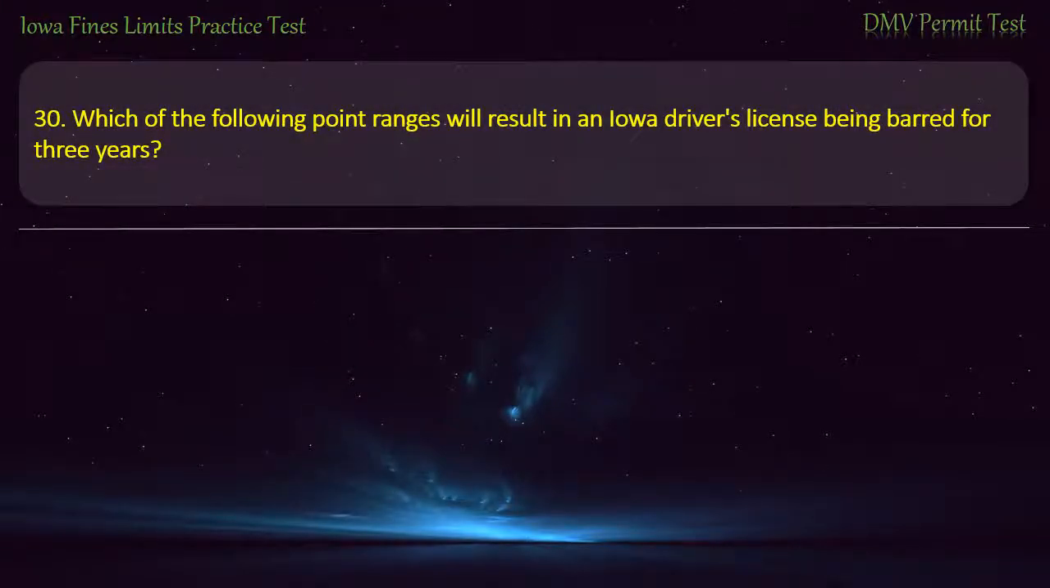Question 30. Which of the following point ranges will result in an Iowa driver's license being barred for 3 years? 12 to 13. 6 to 7. 10 to 11. 8 to 9. Answer: 8 to 9.